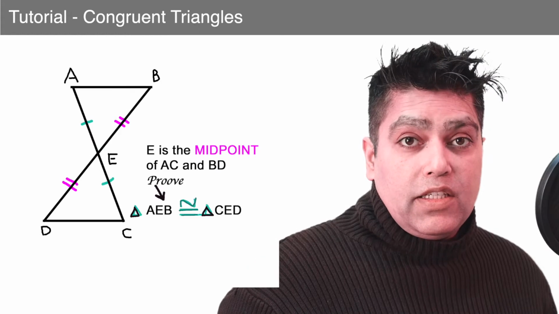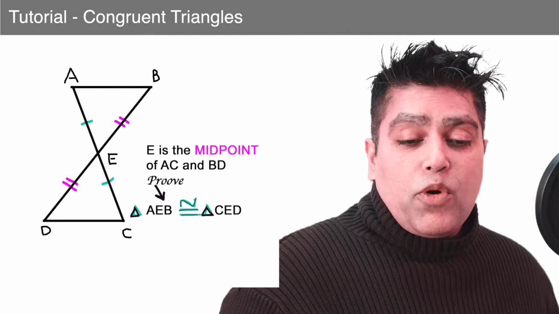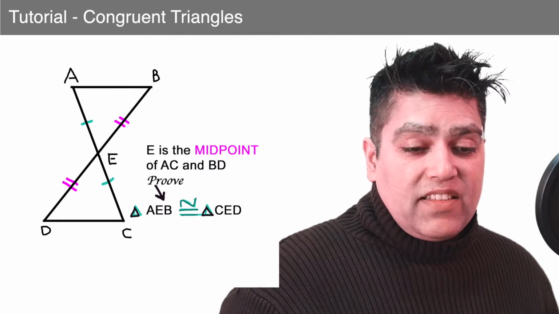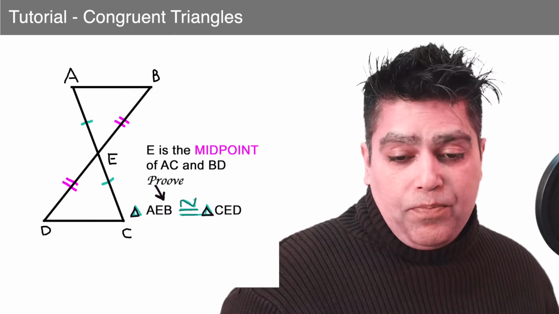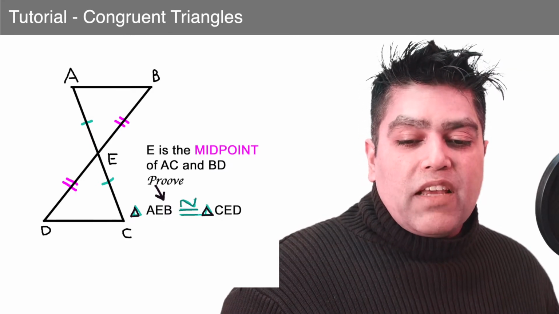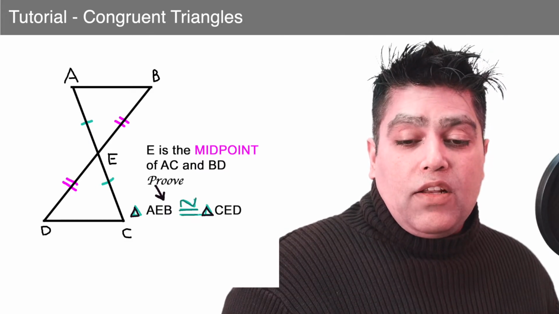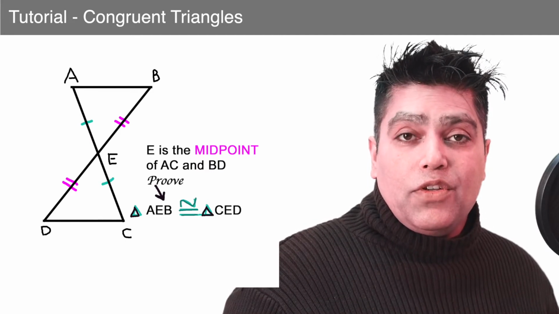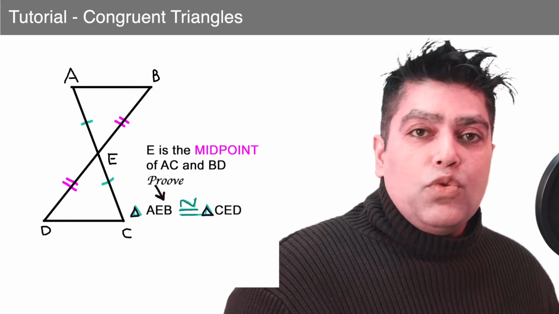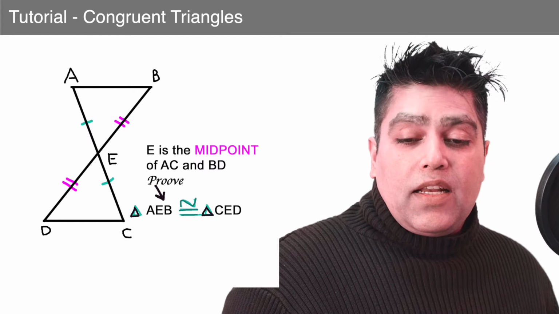Now let's take a look at this third problem. ABCDE. Over here, E is the midpoint of both AC and BD line segments. Prove that AEB is congruent to CED. So over here, we've been given two sides, if you can see. If you take a look at the triangles in the figure, AE equals EC and DE equals EB. So we have two sides. Can we find a third side? Can we do SSS? I don't think we can.